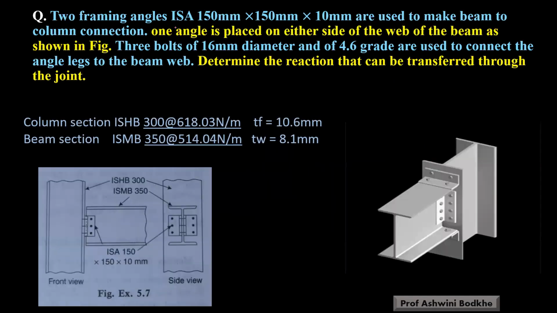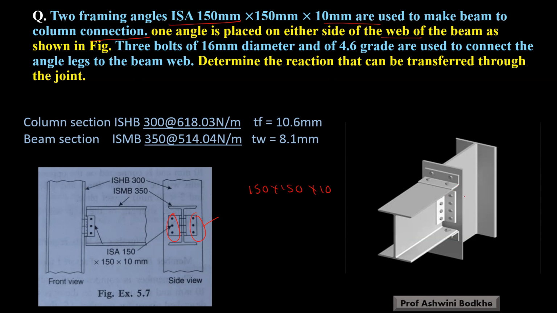Two framing angles, Indian Standard Angles 150 into 150 into 10 mm, are used to make the beam to column connection. So you can see here two framing angles, one on the left hand side and the second on the right hand side. Size is 150 into 150 into 10 mm. ISA indicates Indian Standard Angle. One angle is placed on either side of the beam.